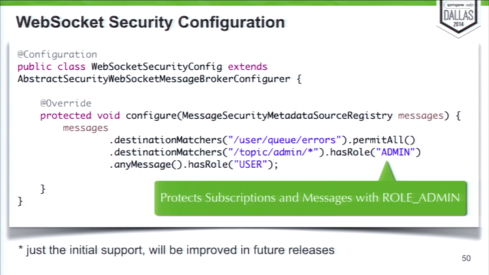But in the future releases of Spring Security, you'll also have a way to configure security for subscriptions and for messages, because maybe you're allowed to subscribe to a destination, but you're not allowed to send messages to those destinations, right? So that's something that you may want to configure. So in the next versions of Spring Security, that will be there.